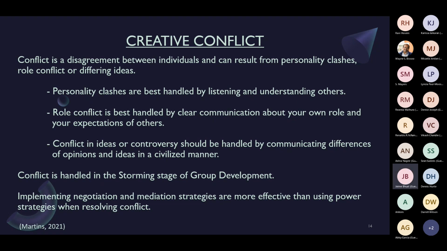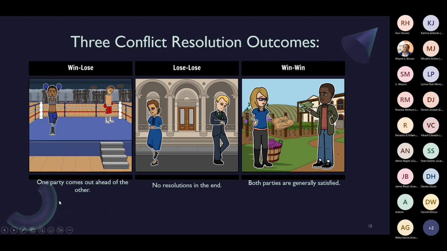The book refers to conflict as having an elephant in the room. Everyone is aware of it, but some people often ignore or avoid dealing with it. It is important, though, to put that fire out as soon as possible. Implementing negotiation and mediation strategies is more effective than using power strategies when dealing with conflict. And there are 3 different conflict resolution outcomes: the win-win, the win-lose, and the lose-lose.